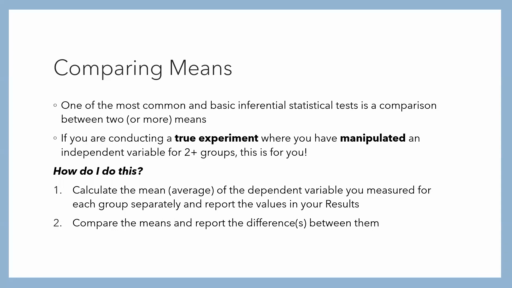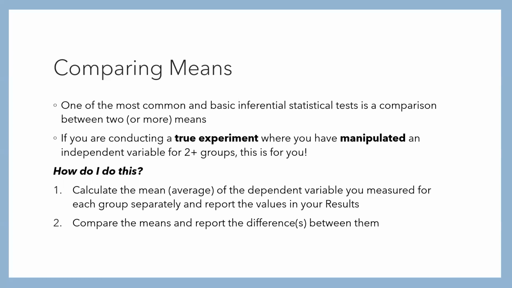So getting right into the practical bits now, one of the most common and basic inferential statistical tests is a comparison between two or more group means. If you are conducting a true experiment where you have manipulated your independent variable and you have two or more groups or levels or conditions of it, etc., then you should be using this method. So how do you do this?